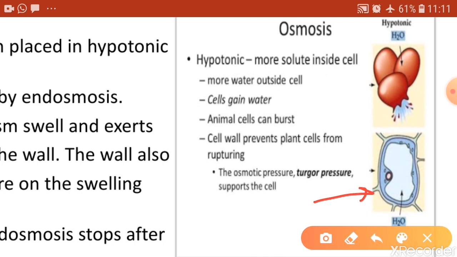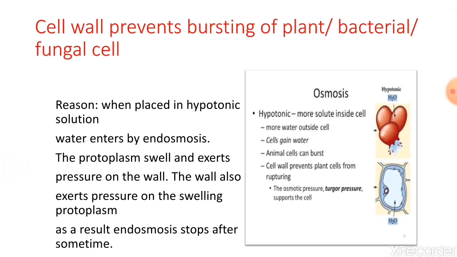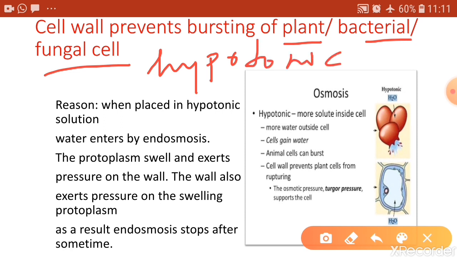Plant cells do not burst when placed in a hypotonic medium, and that is because plant cells have a cell wall. The cell wall prevents bursting of the cell. Not just plant cells, but bacterial cells and fungal cells will also not burst when placed in a hypotonic solution, even when endosmosis is occurring, because these cells have a cell wall in them. The cell wall prevents the bursting. How? Let us see the reason.